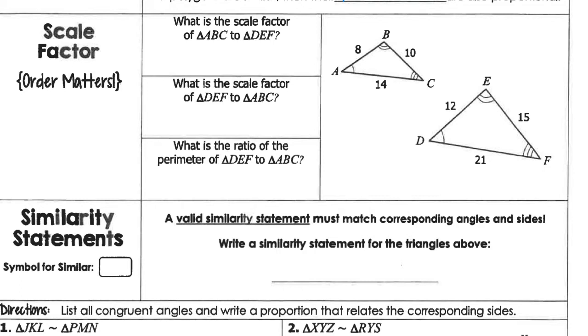So the scale factor is simply the ratio of the sides of the shapes. In this case, it says to go from ABC to DEF, so we're going to put the 8 first, and then the 12, and then simply reduce that. So divide them both by 4, we're down to 2 to 3.